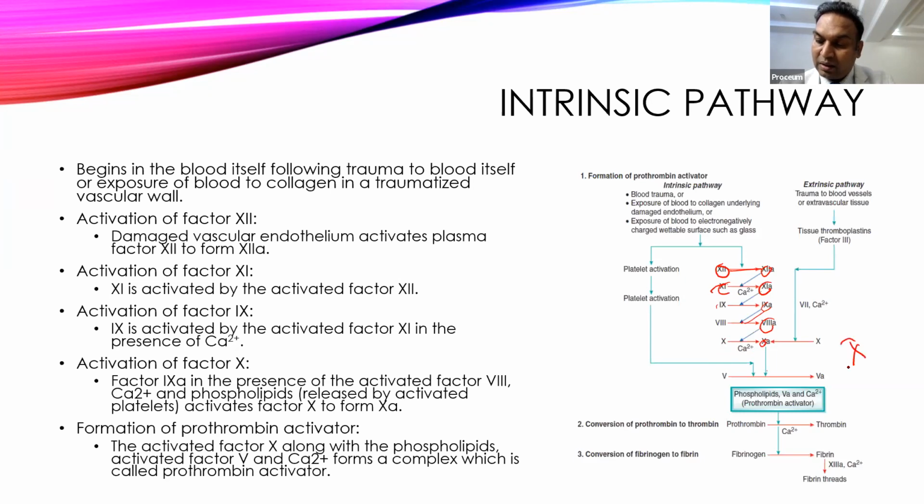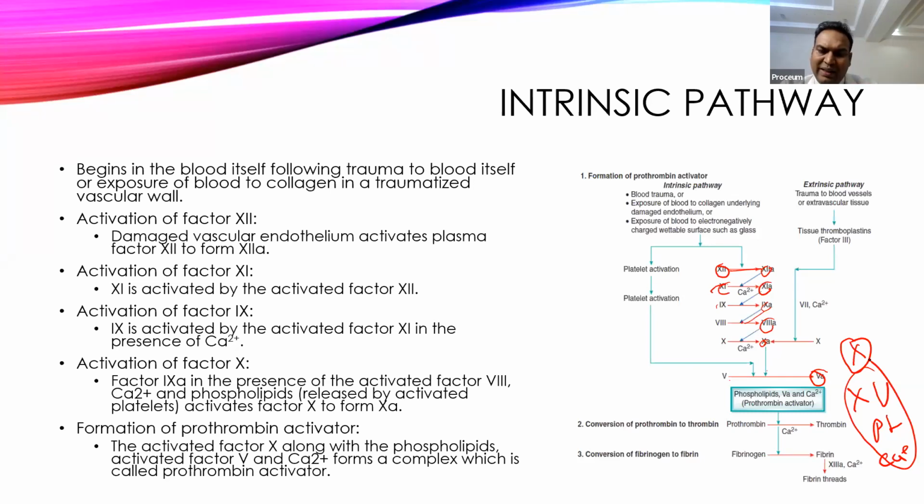So one factor 10 is activated. Along with that, platelets are activated, which with the help of factor 10 convert factor 5 into active factor 5. So factor 10 and factor 5, along with the phospholipid and calcium, will together form prothrombin activator, and that will convert the prothrombin into thrombin.